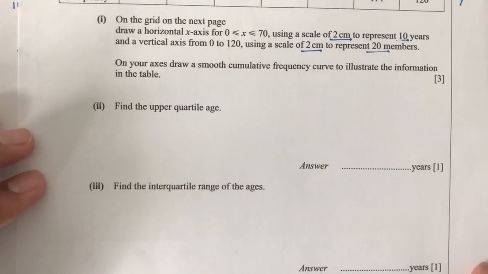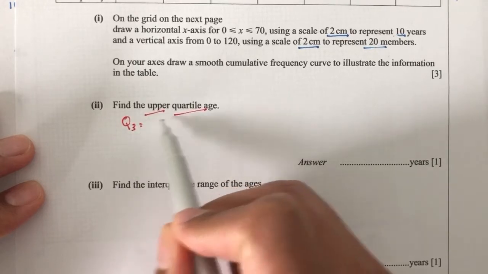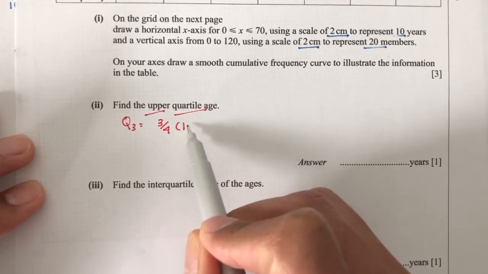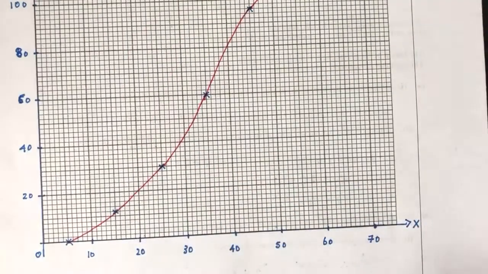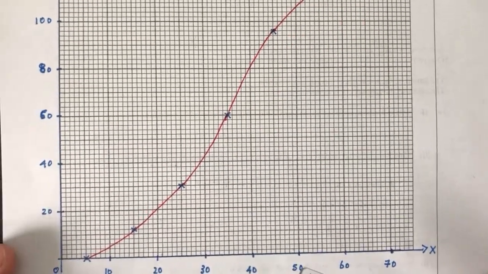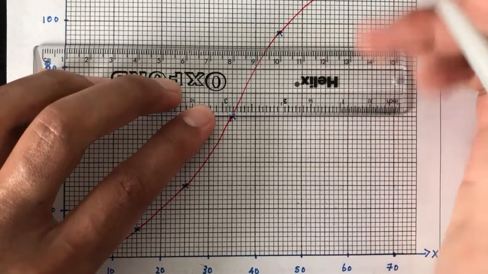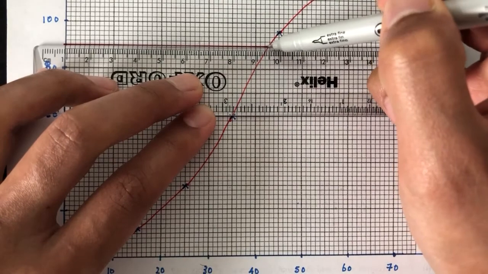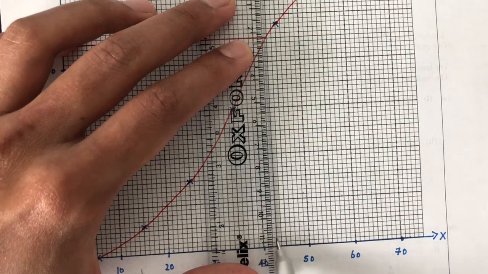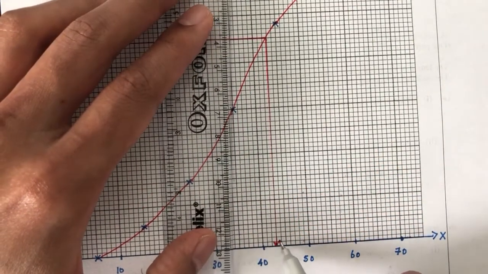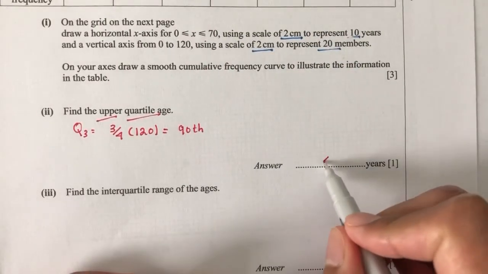Moving on to part B, it says find the upper quartile age. So the upper quartile is Q3, which is 3/4 times the number of people, which is 120. That will be the 90th element. So you have to use the graph to find the 90th element. It will be here. This is 90. Connect this point across, and then find the corresponding value on your x-axis. This one value here is 43. So for this one I have 43 years.